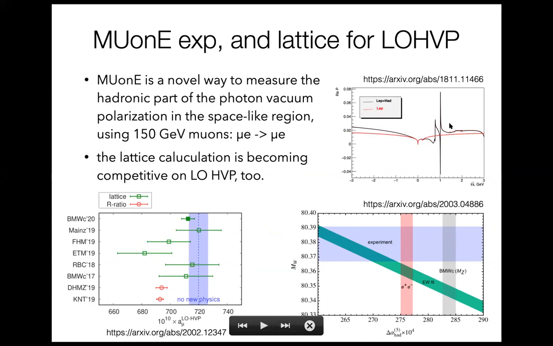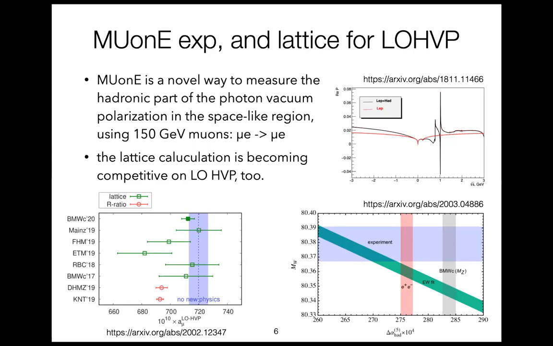And if you compare it to the right side, it's smooth. Unlike the time-like region where there are thresholds and resonances, there are no such things in that space-like region. And the idea is to scatter 150 GeV muons from electrons, and to keep doing it for about 2 years to measure this part accurately enough.